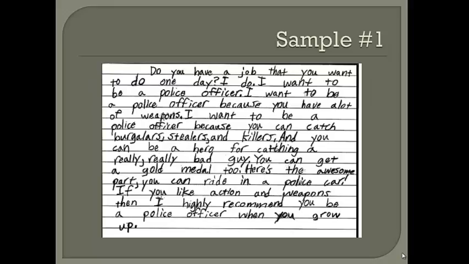Okay, so I'm going to go ahead and go through the next one. It's sample number 1. Do you have a job that you want to do one day? I do. I want to be a police officer. I want to be a police officer because you have a lot of weapons. I want to be a police officer because you can catch burglars, stealers, and killers. And you can be a hero for catching a really, really bad guy. You can get a gold medal too. Here's the awesome part. You can ride in a police car. If you like action and weapons, then I highly recommend you be a police officer when you grow up.